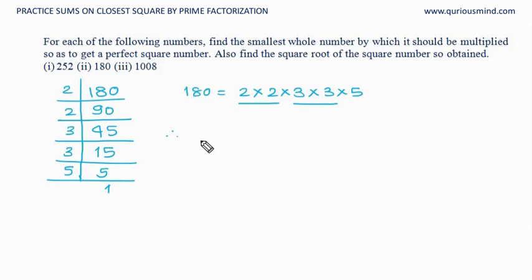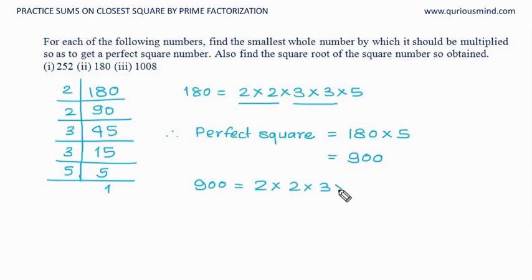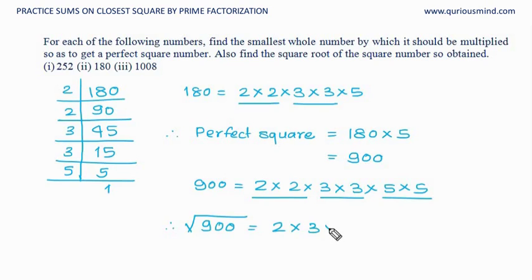And therefore, the perfect square close to 180 is 900. What is the square root of 900? We know 900 is all these factors times 5. And to find the square root, we'll first find the pairs. We'll take one number from each pair to find the square root. So the square root is 30. Let's do the next one.